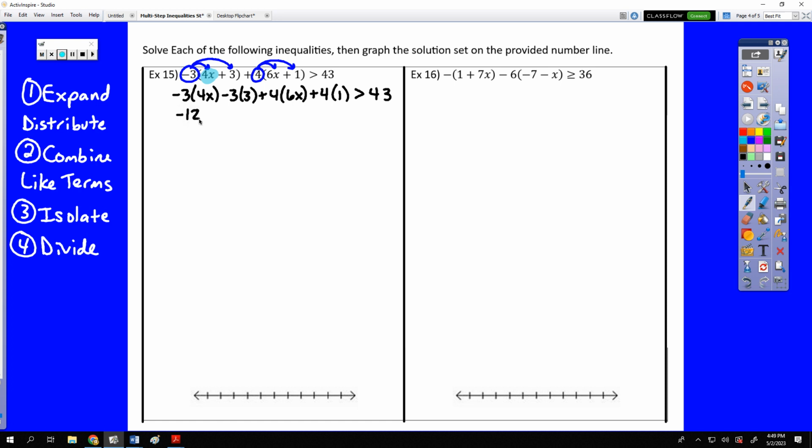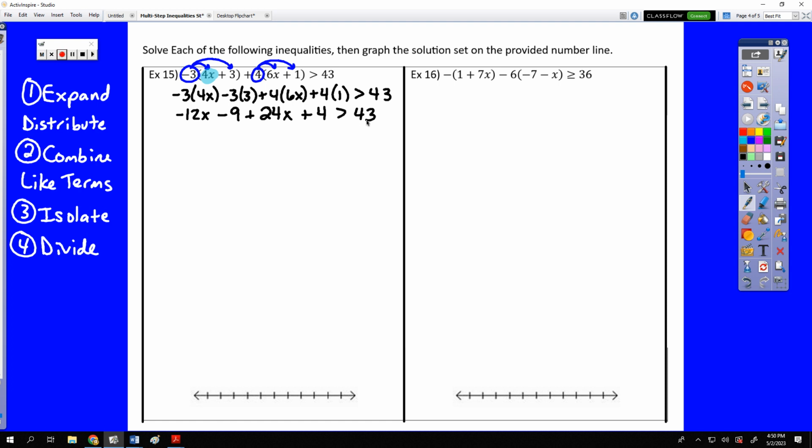That would be negative 12x minus 9, because 3 times 3 is 9, plus 4 times 6, which is 24x, plus 4 times 1, which is 4, is greater than 43. That takes care of our expand step.